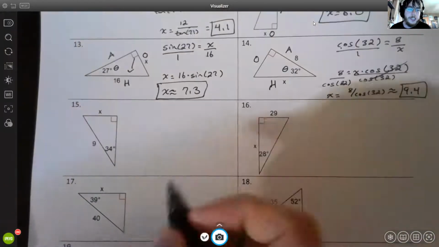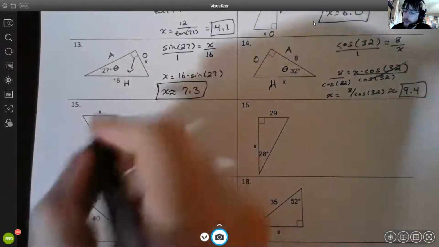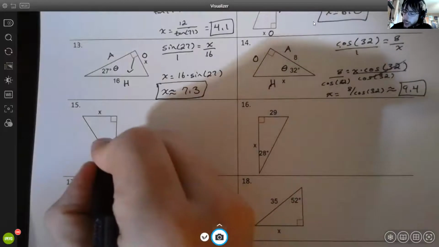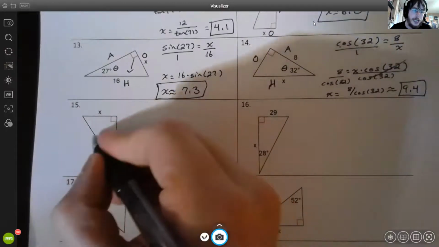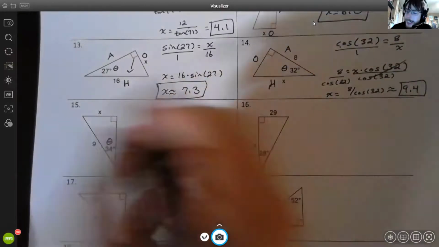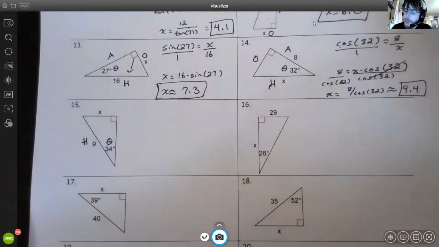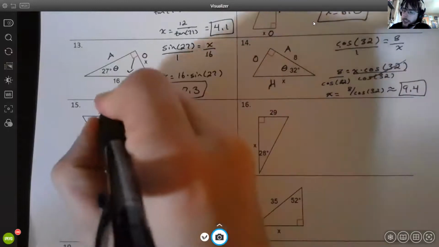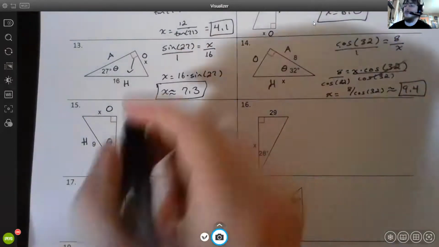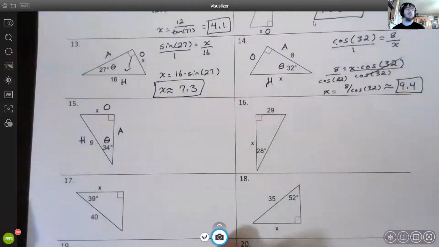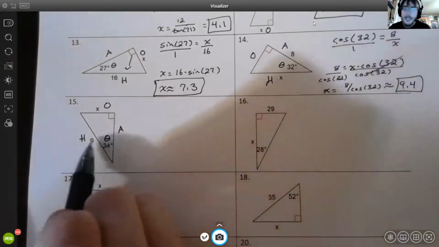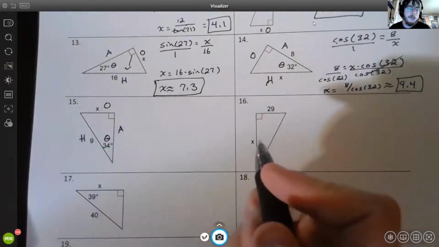Number 15, our theta is equal to 34 degrees. Our hypotenuse is opposite the right angle, so our hypotenuse would be where 9 is. So 9 is H. X does not touch theta, so that would be our opposite side, which leaves our blank side to be adjacent. So we have H, and we want to find X, which is O.